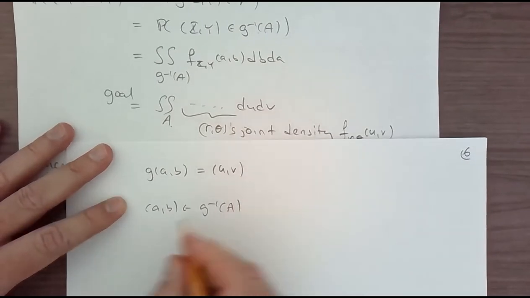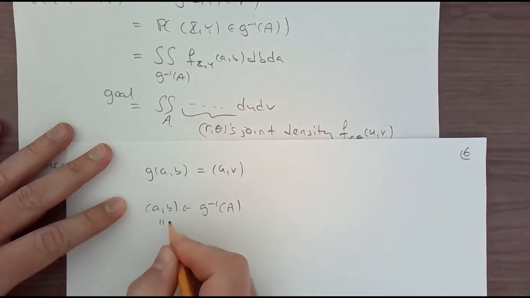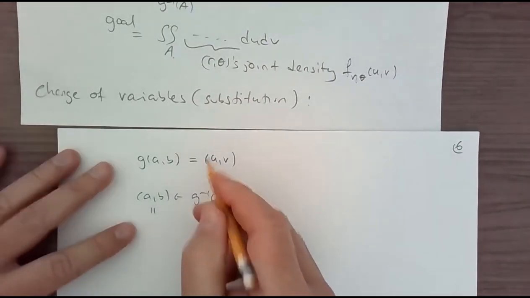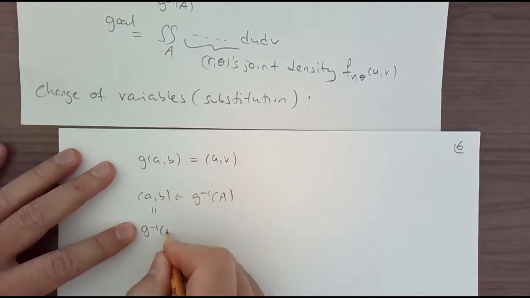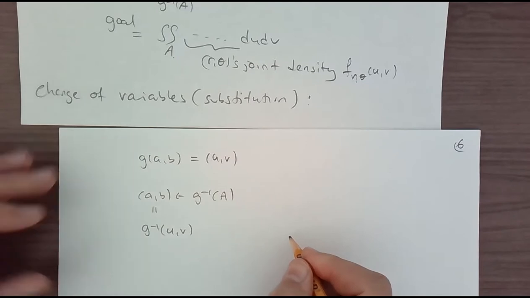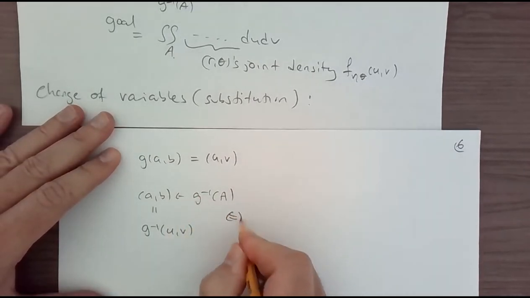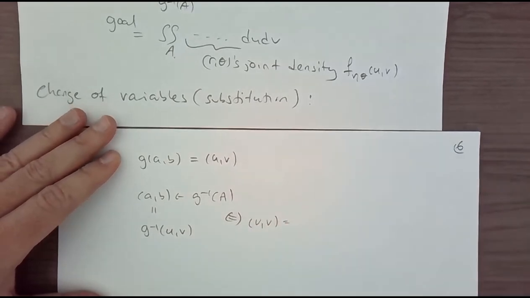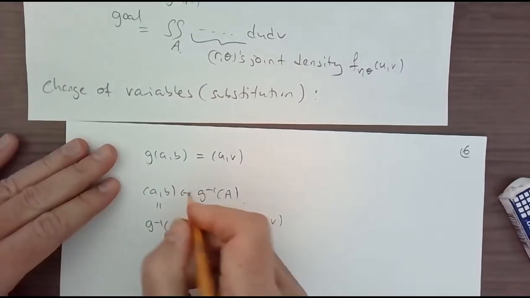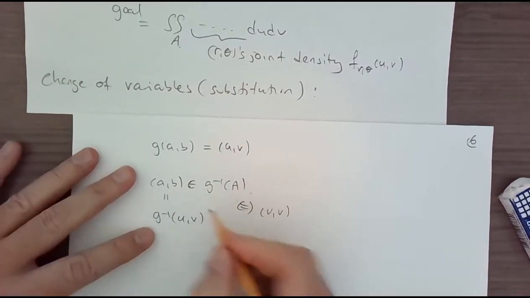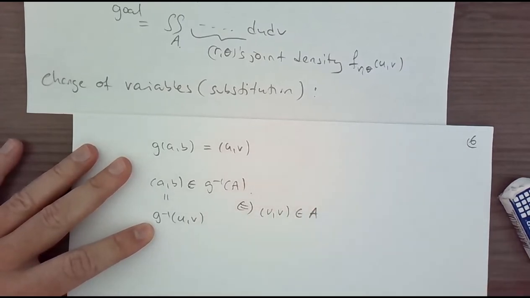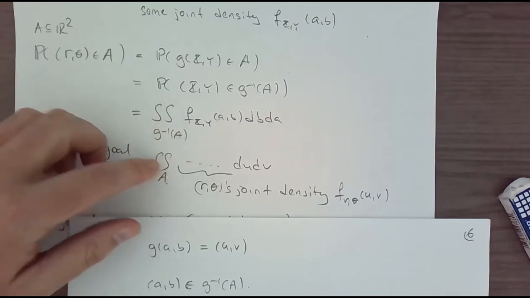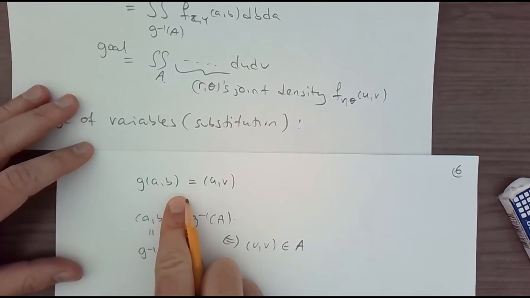So does the substitution work? Well, what is (a, b)? This is going to be g inverse of (u, v). I apply g on both sides, so I get (u, v) equals g of (a, b). So if (a, b) belongs to g inverse of A, then (u, v) belongs to A. That was what I wanted. I wanted this A freed up. I didn't want g minus 1 of A down here. I wanted A. And so it looks like this substitution is going to do it.